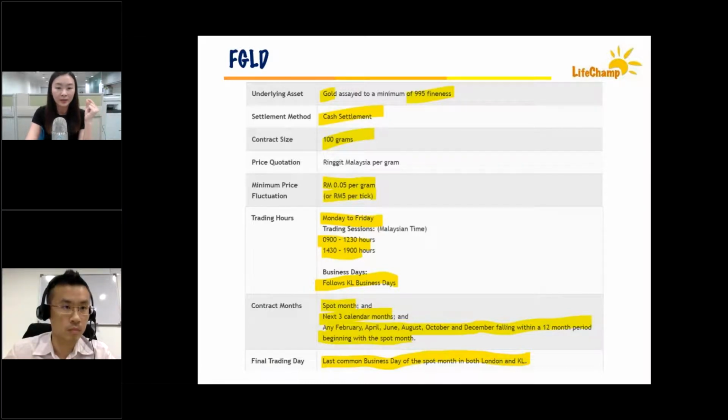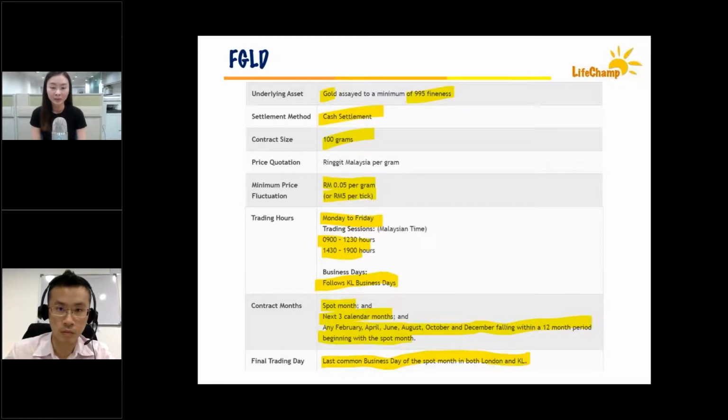Trading hours are Monday to Friday, Malaysia time, 9 a.m. until 12:30 p.m., and then 2:30 p.m. until 7 p.m. This one has longer hours. The business days also follow the KL business days.